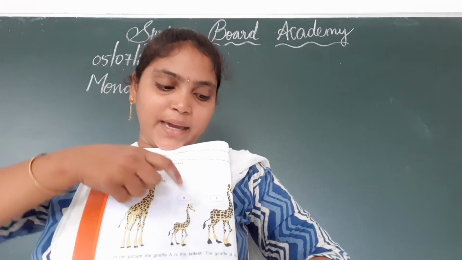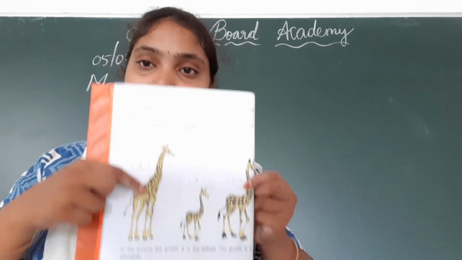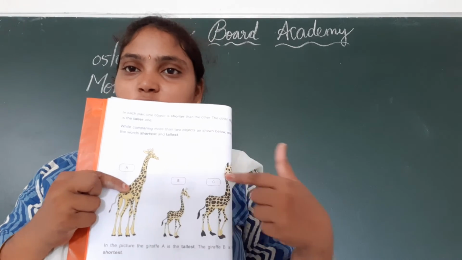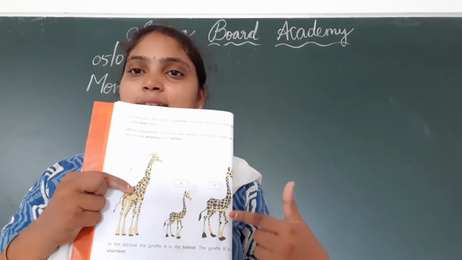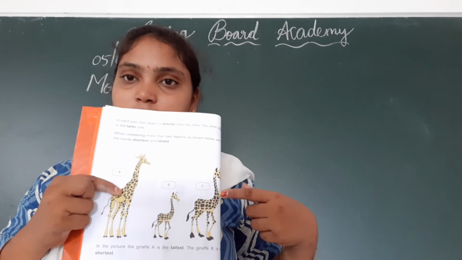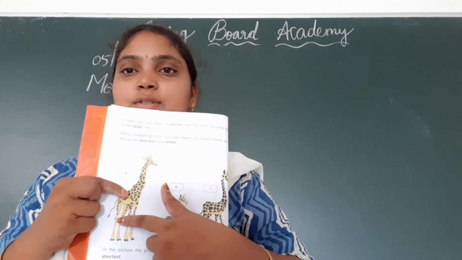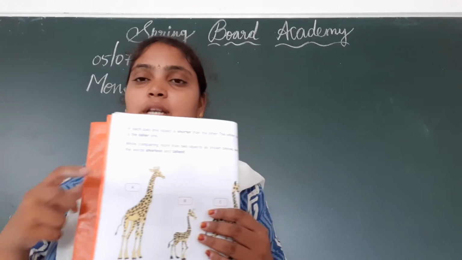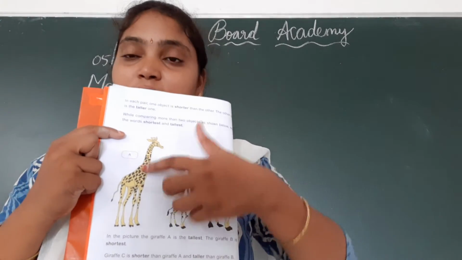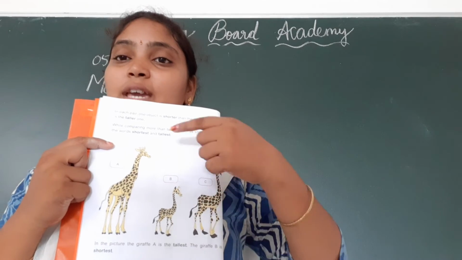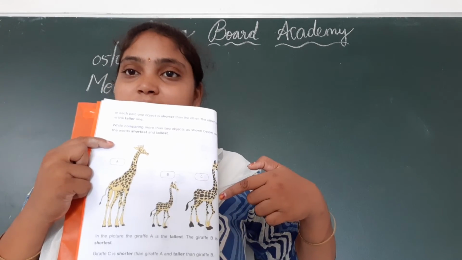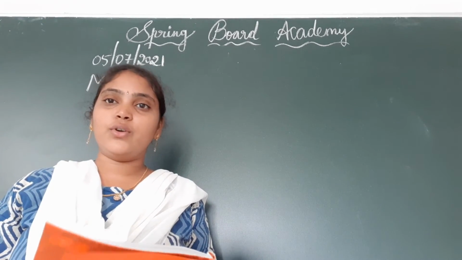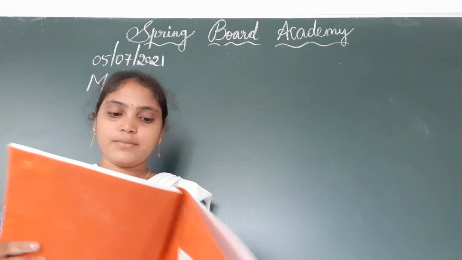Next, now we'll compare A and C children. Okay, now we'll compare only A and C. So giraffe C is shorter than giraffe A. Okay children. So when we compare only 2, we are using taller and shorter. At the first we are saying A is tallest and B is shortest. Why are we saying that? Here we compare these 3, so when we compare more than 2 objects, we have to use tallest and shortest.